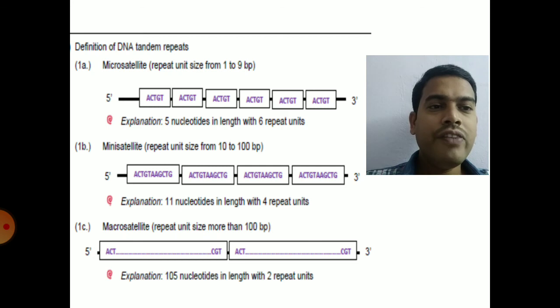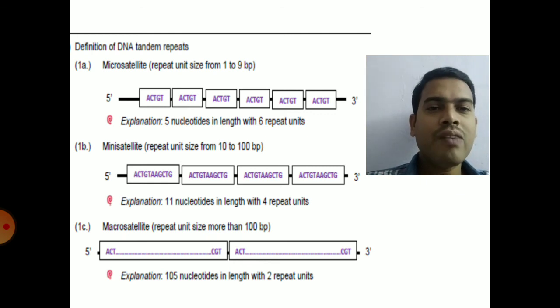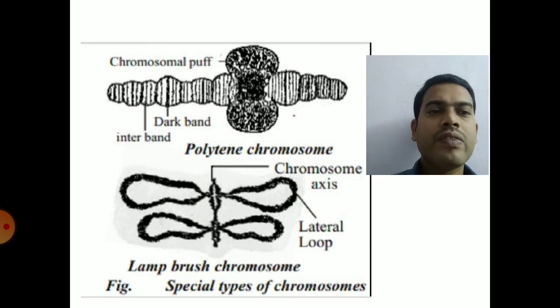These are called variable number tandem repeats. That means 6 repeat units are present in one person, 7 repeat units in another person, 4 in one person, 8 in another. So these are called variable number tandem repeats. These variable number tandem repeats of microsatellite and minisatellite are used in the process of DNA fingerprinting. So that is repetitive DNA, tandem repeats and interspersed regions. So that is eukaryotic chromosome organization.